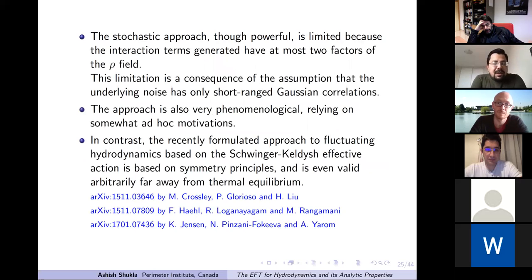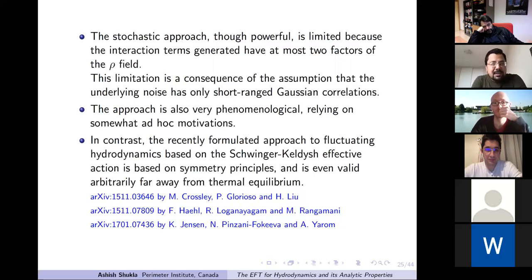Okay, so I was pointing out the limitations of the stochastic approach, that this approach is powerful. It provides me an effective action and a systematic way to introduce non-linearities to compute non-linear contributions to correlation functions. But there are at most two factors of the noise field rho, for example. And this limitation is a consequence, of course, of the initial assumption that the underlying noise has short-range Gaussian correlations, because we put in a noise of a very specific kind right in the beginning. I ended up getting an effective action, which also was quite restrictive. The approach also looks very phenomenological, which relies on somewhat ad hoc motivations that you just put in the noise field by hand.